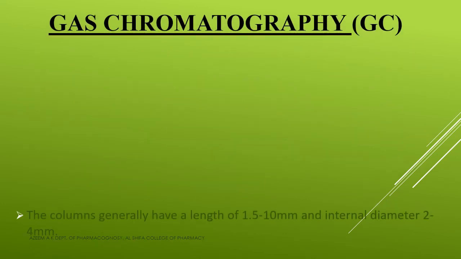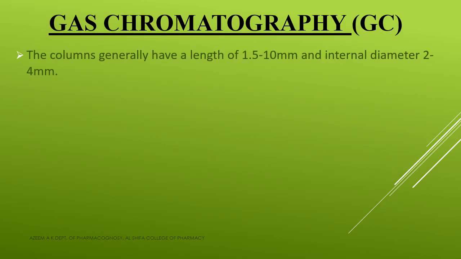Now the next point is the columns will be having a length of 1.5 to 10 millimeter. So this is the length of the column. It may be ranging from 1.5 to 10 millimeter, and the internal diameter is 2 to 4 millimeter. 2 to 4 means, for HPLC we said the column is 5 millimeter, but the internal diameter of the gas chromatographic column is 2 to 4 millimeter.